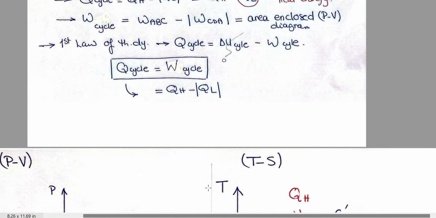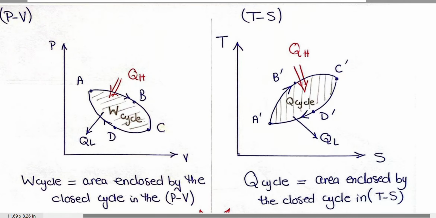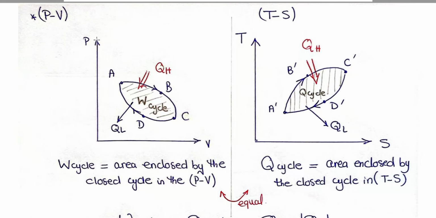How can I draw the cycle in the PV and the TS diagram? When I'm drawing the PV diagram, I will draw a part of expansion till reaching the maximum volume, then part of contraction till reaching the minimum volume. The area enclosed in this cycle is the work done by the gas through the cycle. So the net work, or the work of the cycle, is the area enclosed by the closed cycle in the PV diagram.